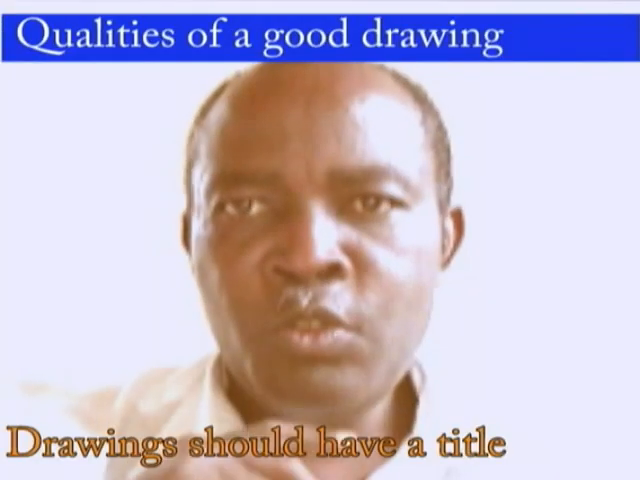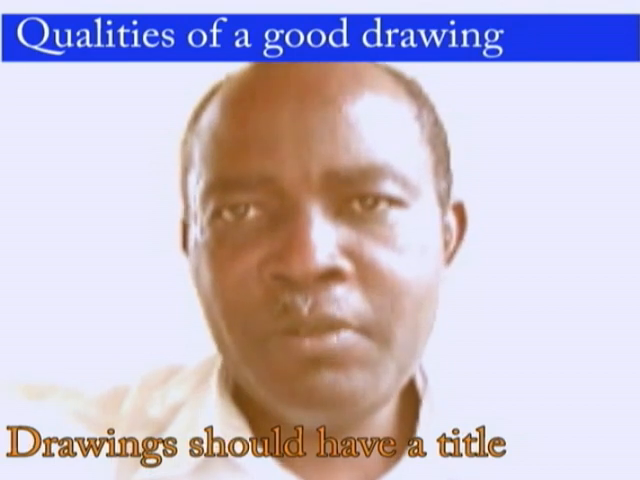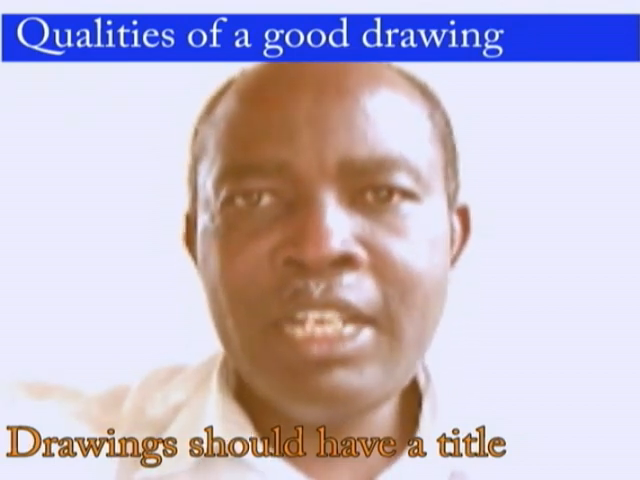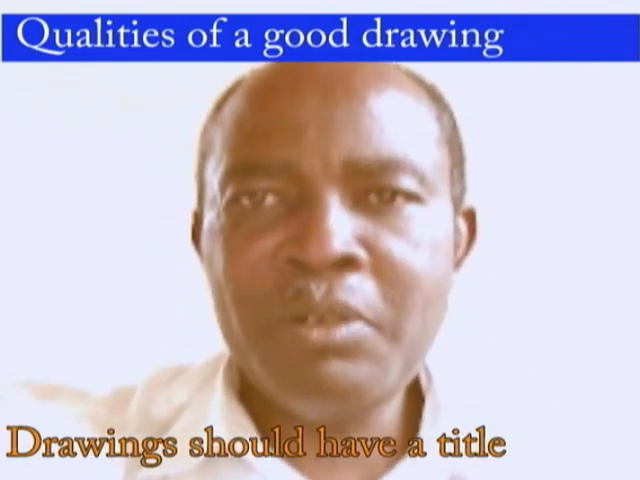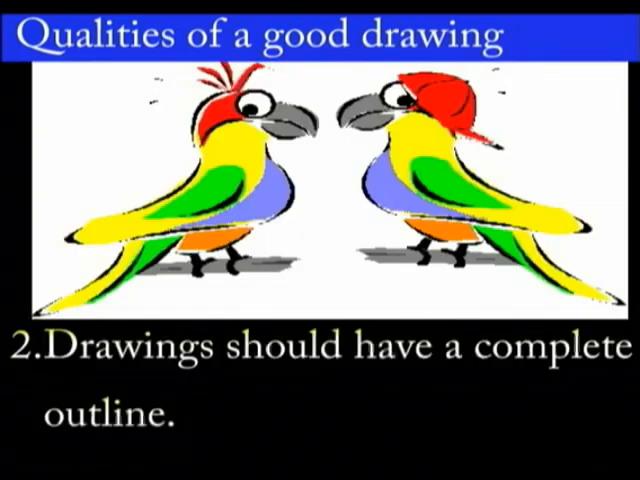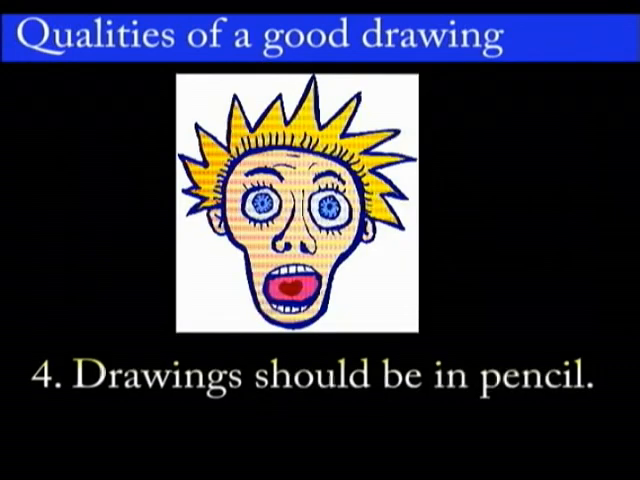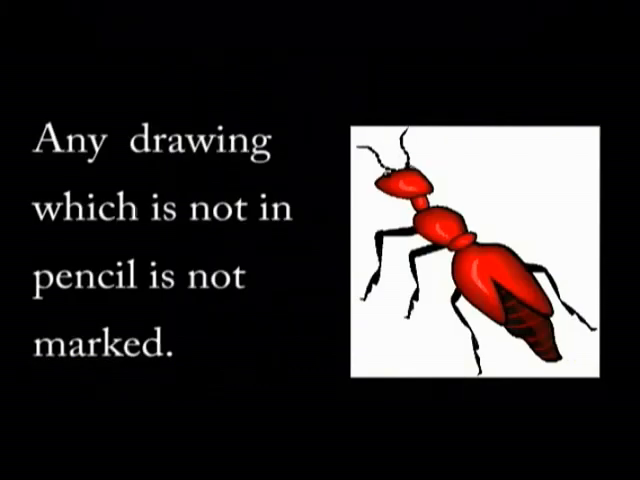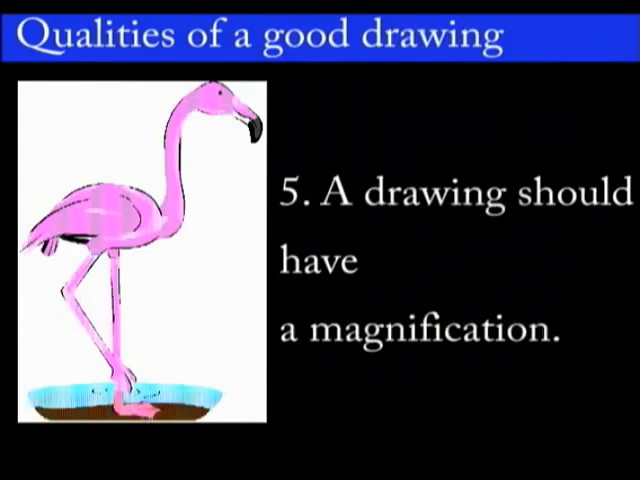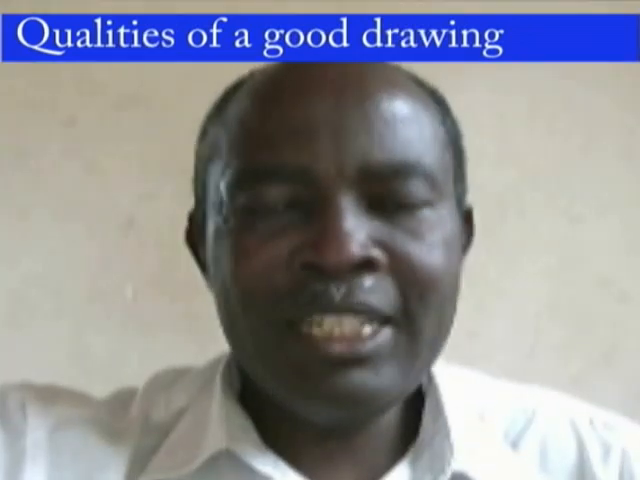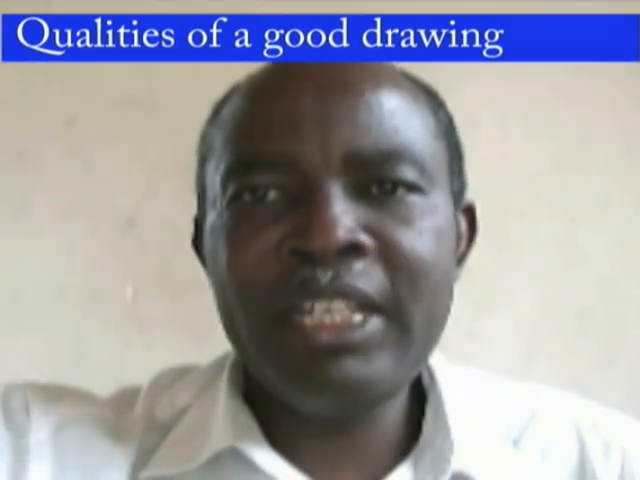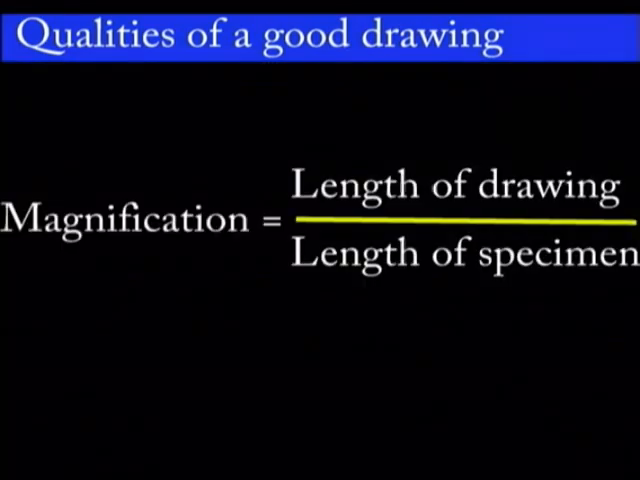Drawings. 1. Drawings should have a title. A title tells us what the drawing is all about. 2. A complete outline. 3. A drawing should be neat. 4. A drawing should be done in pencil. Any drawing which is not in pencil is not marked. 5. A drawing should have a magnification. A magnification is the number of times a drawing is as big as the specimen.